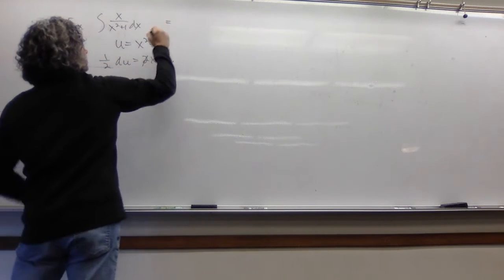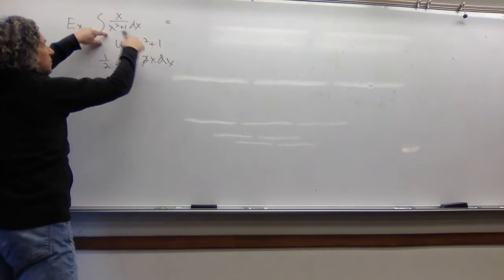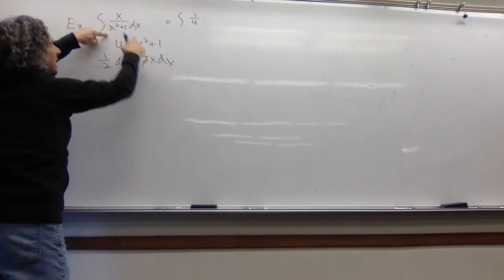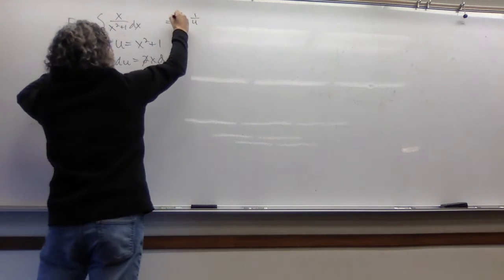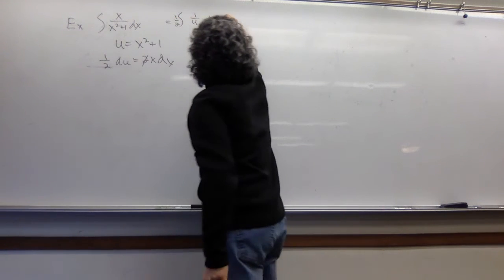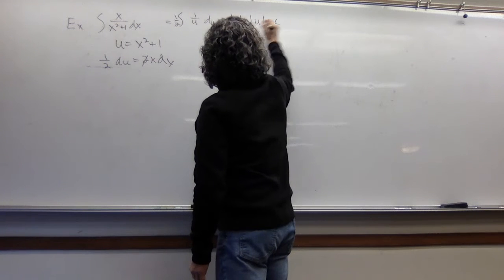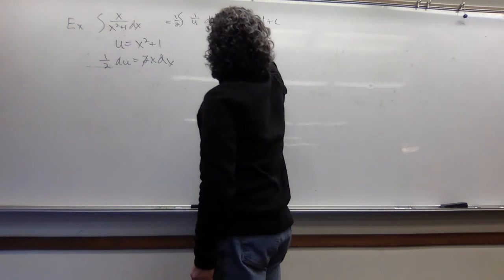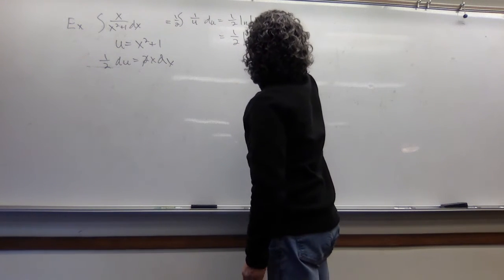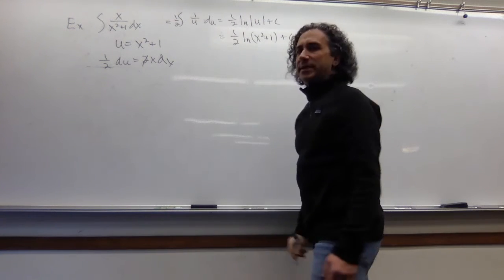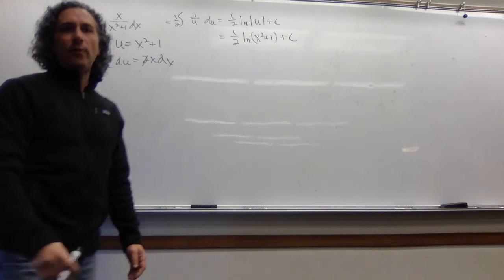Because then this becomes, let's see, the x squared plus 1 is 1 over u. The dx times the x is 1/2 du. So we get 1/2 ln absolute value of u plus c, or 1/2 ln x squared plus 1 plus c. I don't actually need the absolute value because x squared plus 1 is always positive.